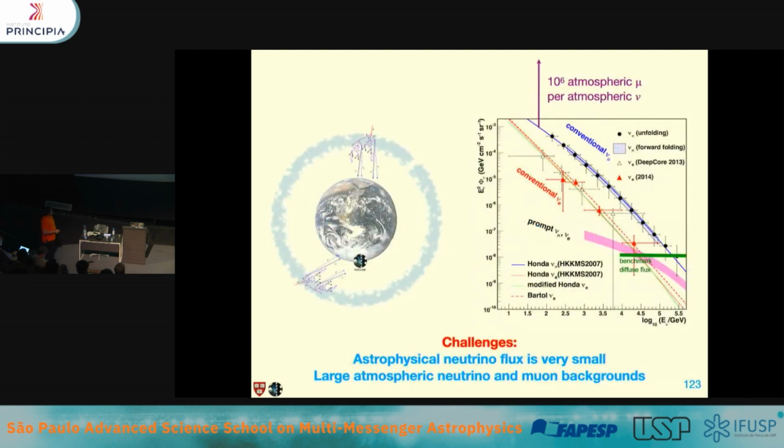So the difficulty is, well, this is energy. This is flux scaled by energy squared. This is a typical level of astrophysical neutrinos. This is the atmospheric neutrino background. And remember that above this, there is a background a million times higher, right? So we need to figure out how to overcome these large backgrounds and this very, very tiny flux.